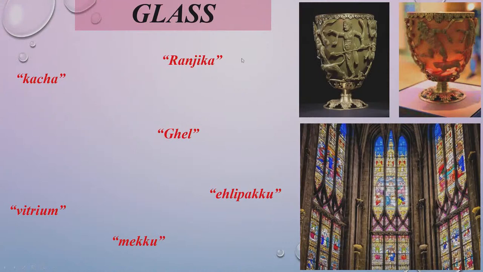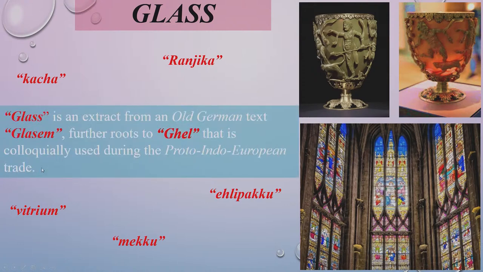So the word glass has been called vitrium by the Romans, meku and ilifaku by the Mesopotamians, and kach, ranjika were called by Indians in Sanskrit literature. And somewhere during the Indo-European trade, people used to address it as gehel. This is the word which they used to use. Then gehel has been converted into glessen, which leads to old German text, and thereby the etymology of the word glass has been derived from glessen to glass. So there is a lot of Indian connect with respect to this subject.